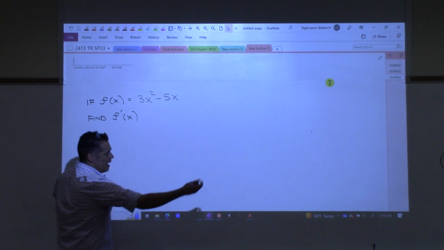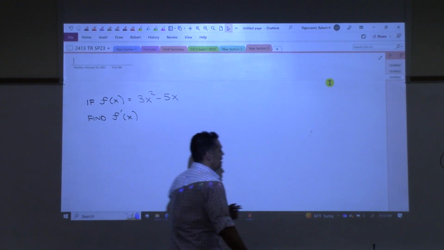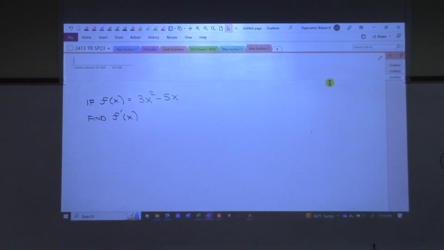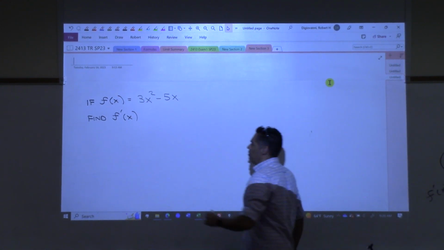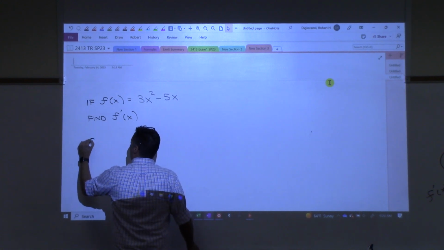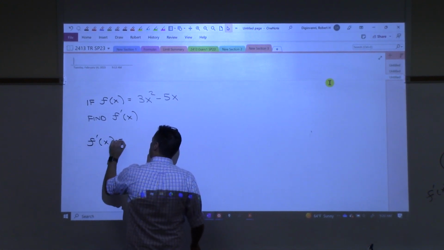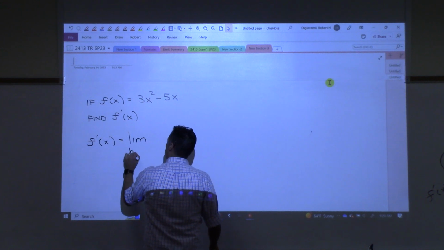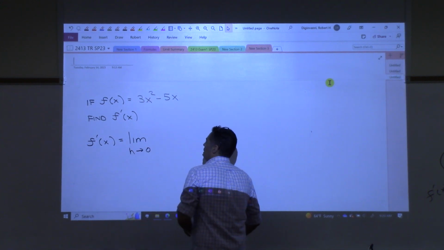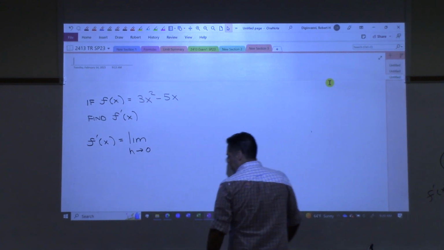So let's just do the actual arithmetic. I erased the formula. Let's put my new formula. Today's new formula is limit h goes to 0, f of x plus h minus f of x all over h, right? That's our new formula for today. This is the definition of f prime of x. So let me write that down over here. F prime of x will be equal to the limit as h goes to 0. All right, let's see if we can do this together.